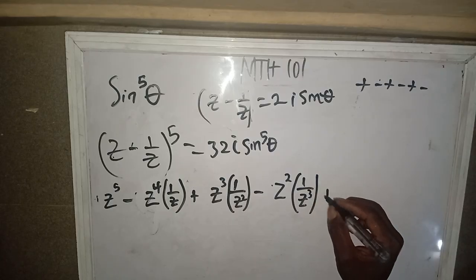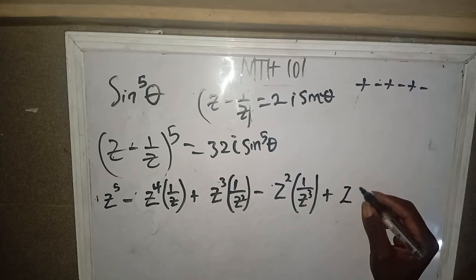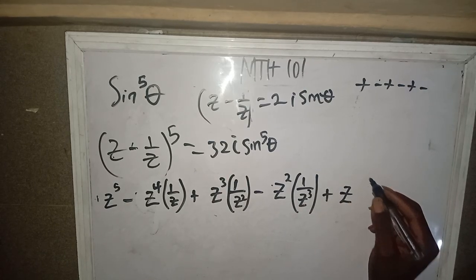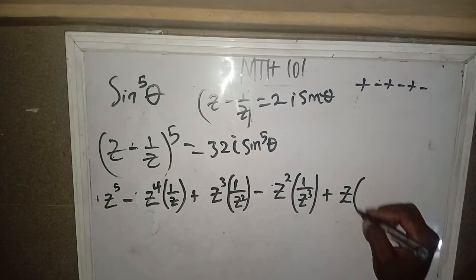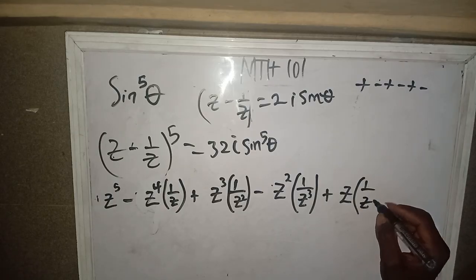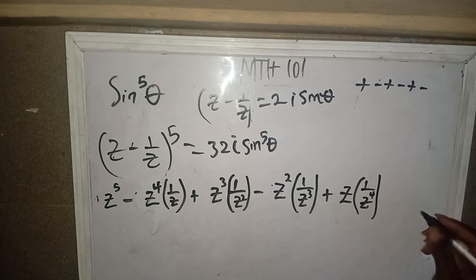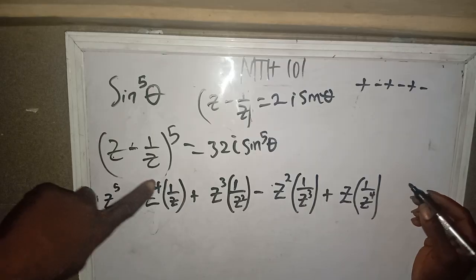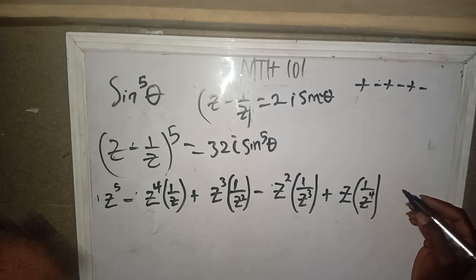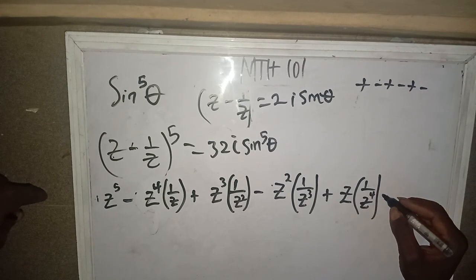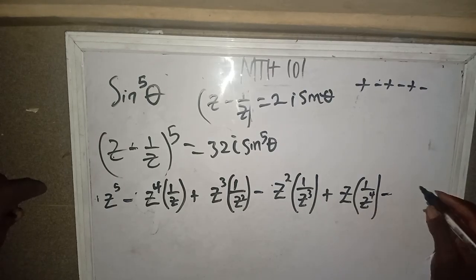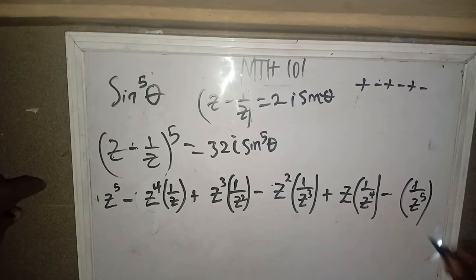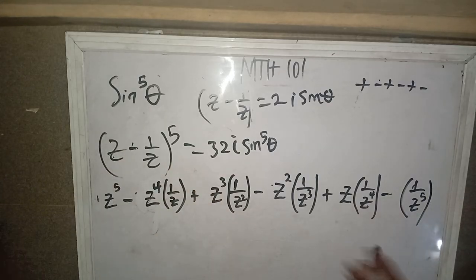So z will reduce by 4, right? So this one will be what? Yeah, this one will be 1 over z raised to power 4. Then the last one, z will be reduced by 5. There will be no z again. If you reduce the power by 5, that will be z raised to power 0, so we don't need to write that. Then this one will carry what? 1 over z 5. So this is the expansion of this, but we are not yet done.